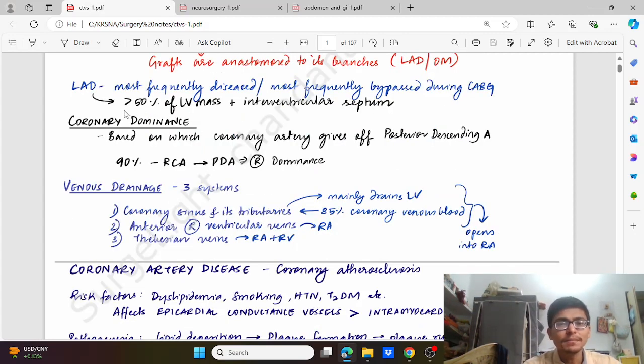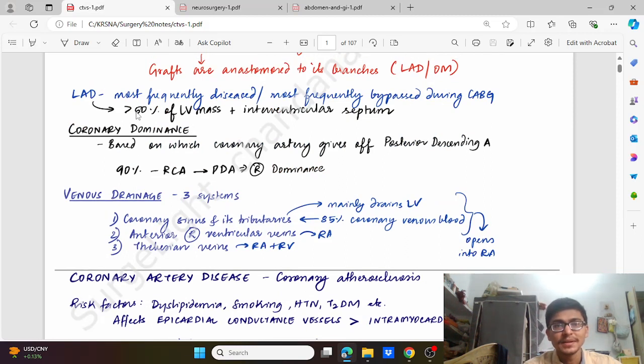The LAD is most frequently diseased, and if it is affected, then more than 50% of the left ventricular mass and interventricular septum is affected. Then we will see the coronary dominance, based on which artery gives off the posterior descending artery. Most of the time it is the right coronary artery, so it is right dominance.